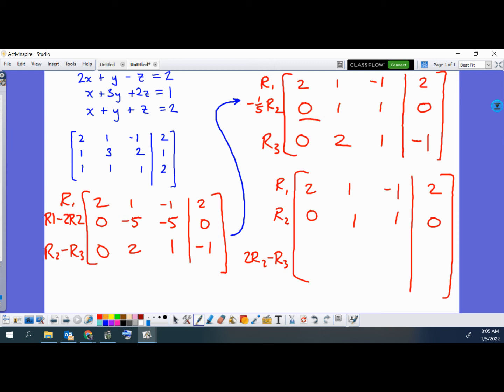All right, so 2 times 0 minus 0 is 0. 2 times 1 is 2, minus 2, that's 0. That was by design. 2 minus 1 is 1. And 0 minus negative 1 is positive 1. You guys with me? Cool. Okay. We're ready to solve now.